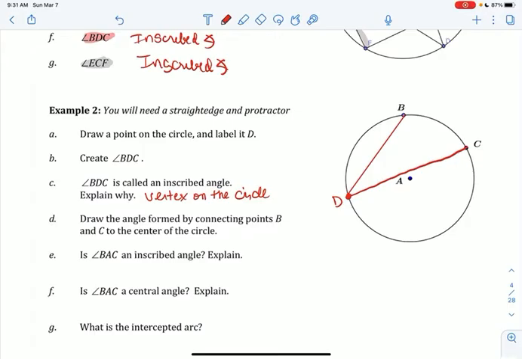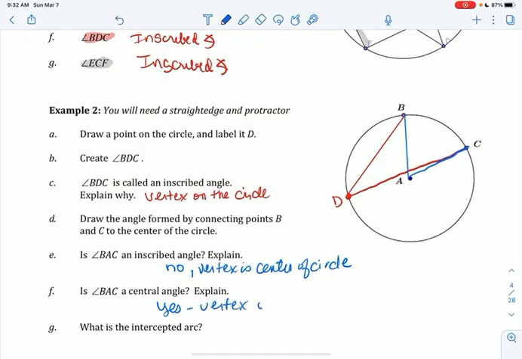Draw an angle formed by connecting points B and C to the center of the circle. All right, so I'll do that in blue. So B, A, and then C. Okay. Is BAC an inscribed angle? No. Okay, BAC is a central angle, and that's the next question, but it's not an inscribed angle because the vertex is the center of the circle. Is BAC a central angle? Yes, because the vertex is the center of the circle.